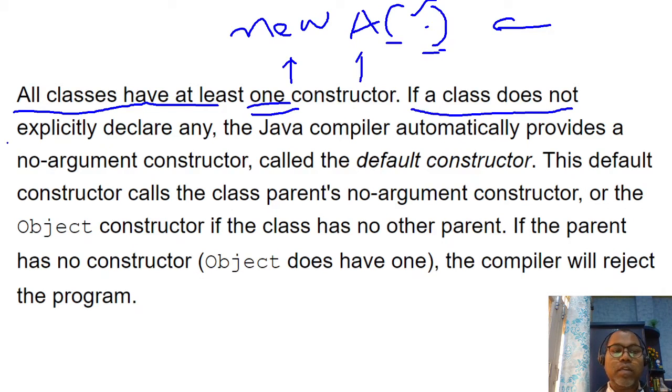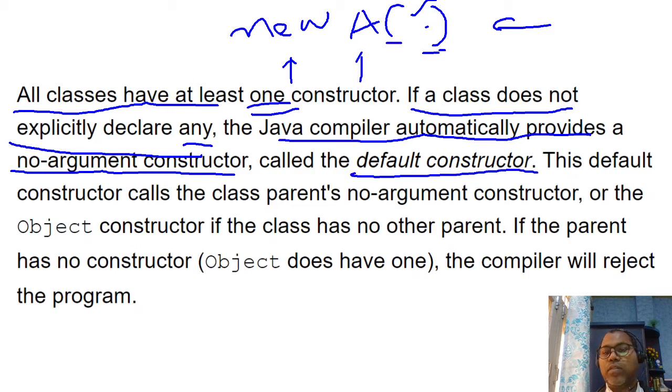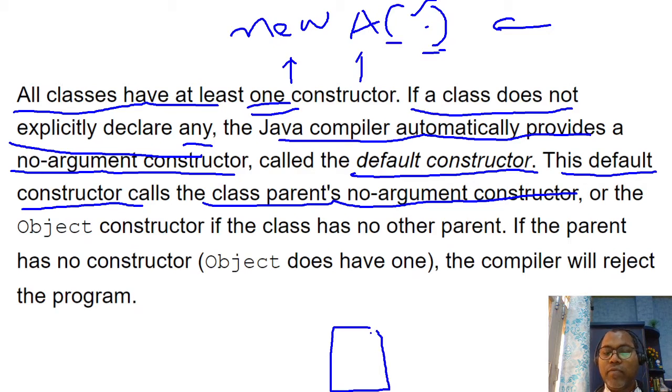If your class does not explicitly declare any constructor, then the Java compiler automatically provides a no-argument constructor, also called a default constructor. If your class does not explicitly provide any constructor, one argument, two arguments, three arguments, the compiler automatically provides one default constructor for your class. This default constructor calls your parent class's no-argument constructor as well. By default, whatever class you create is a child class of Object, which is the super class of any object.